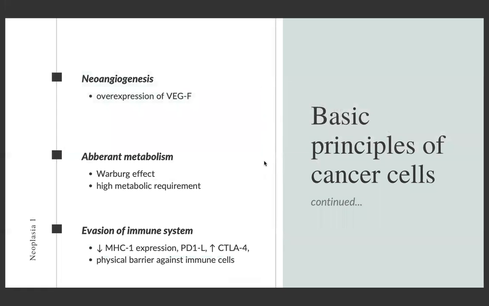Moreover, we have neoangiogenesis. So this looks like a big word. Let's break it down. Neo means new. Angio refers to blood vessels, and genesis means creation. So the creation of new blood vessels. And so this is important for tumor cells because remember, they're growing. They have high metabolism, meaning they need a lot of nutrients, they need a lot of oxygen. And so they create their own blood supply by the overexpression of VEGF, or vascular endothelial growth factor, in order to get that.